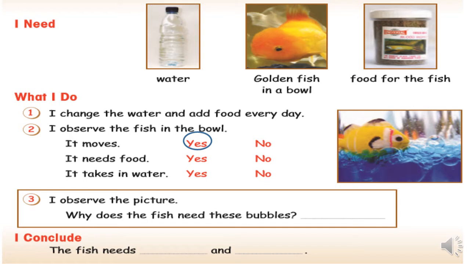It needs food. If I keep this fish without food for 2 or 3 days, what happens to this fish? It will die. So the fish, in order to remain alive, needs food. I have to circle yes.